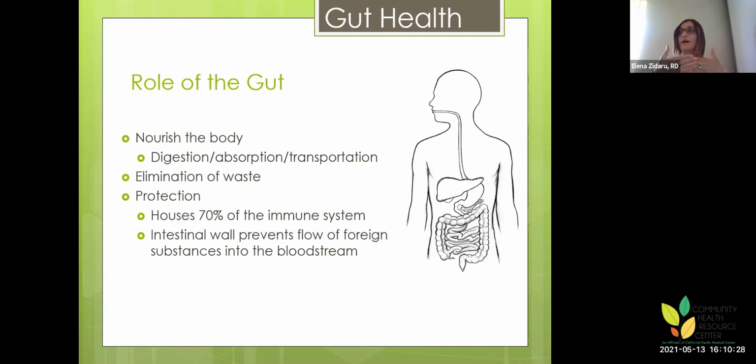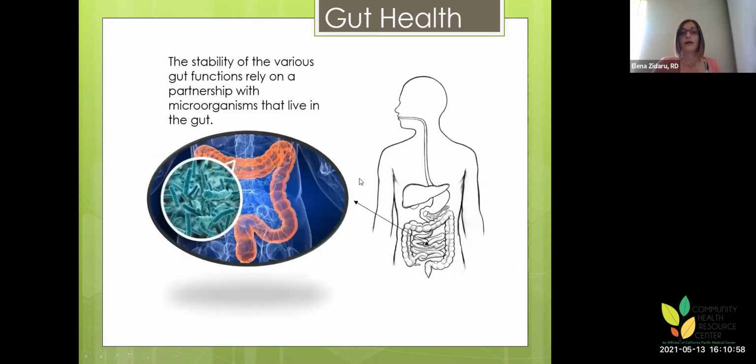So when we eat something, if the immune system in our gut takes care of that, it's not going to get absorbed into the blood to make us sick. You can think of this GI tract as almost like a separate part of our body, because through the GI tract we absorb things into our blood, but it acts as a barrier and a filter for what actually gets into our blood or not. The stability of the various gut functions actually relies on this partnership or relationship with microorganisms that live in the gut, what we call the microbiota.